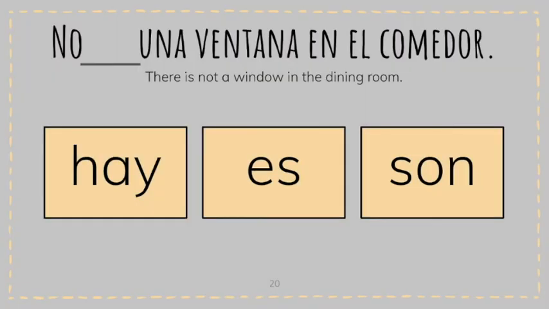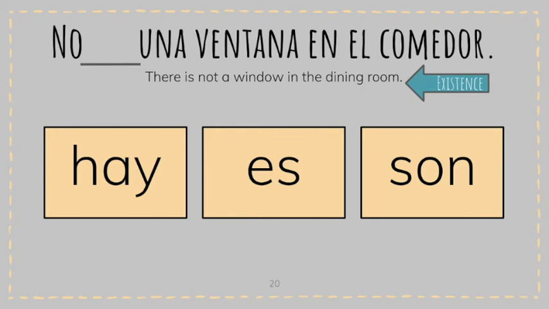All right, last one. No blank una ventana en el comedor. We're trying to talk about the fact that there's not a window in the dining room, okay? So are we talking about the existence of a window, or are we talking about describing the window itself? We're talking about the existence of the window. We're not saying the window is big. We're not saying the window is dirty, okay? And we're not describing the dining room. We're talking about the existence of the window, okay?